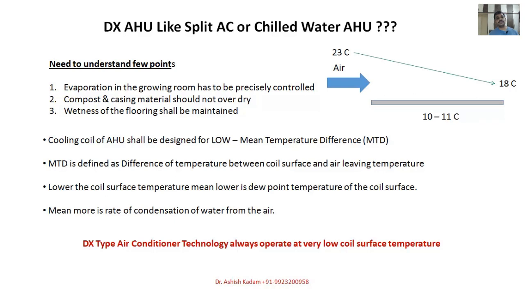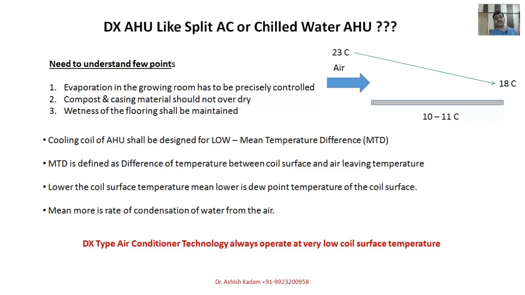So we need to understand few points here. The evaporation, which we are again discussing, because we have discussed all these points in much detail in my last video number 3. So evaporation in the growing room has to be precisely controlled. Evaporation is a very important process, and which has a lot of impact on the yield, and a lot of impact on the whiteness of the white button mushrooms.